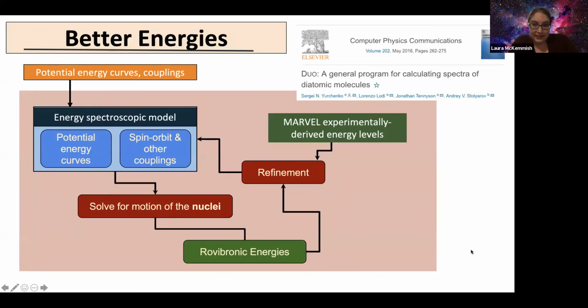And so the reason these are so important is that when we're calculating our rovibronic energies, you put in your potential energy curves and your couplings, that gets you your spectroscopic model. And this one, this orange means it's ab initio. Then we actually solve for the motion of the nuclei, and we use these MARVEL experimentally derived energy levels to refine it. So we don't use the raw potential energy curves. We refine until we get a spectroscopic model that matches experiment as closely as possible. This refinement process is huge in getting better energies for astronomers and other purposes.